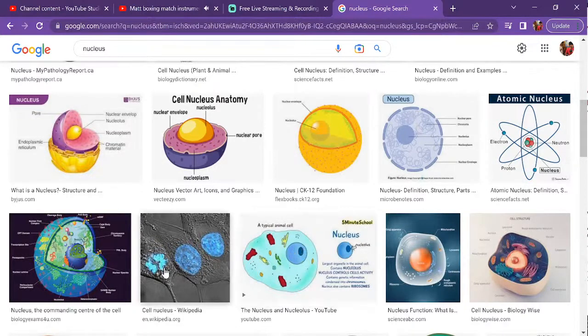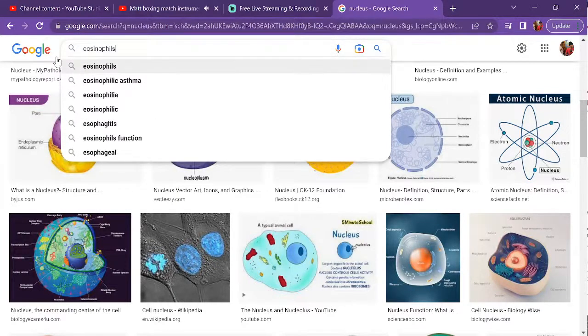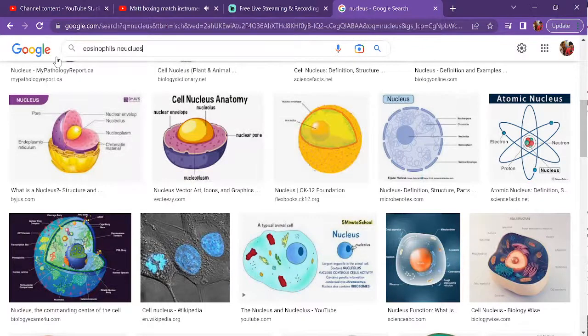Big shape there, nucleus. You can kind of tell because it almost looks like the headquarters of a cell. Look at that. In fact, some of the biggest nuclei can be found in these things called eosinophils. Let's have a look. Look at this thing. Oh, I completely butchered the spelling of nucleus.